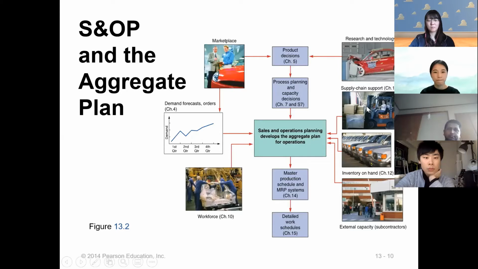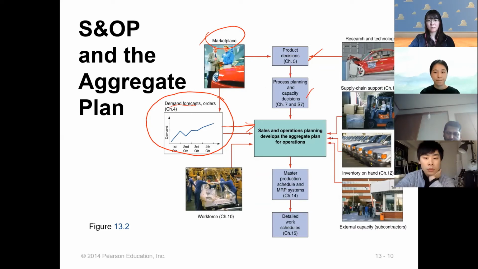So if you follow, where is our forecast? Here, forecast. Remember, we have a demand forecast. So this information is fed here, you get this information here. But of course, demand comes from the marketplace, and all these product decisions, process planning about equipment and supply chain.